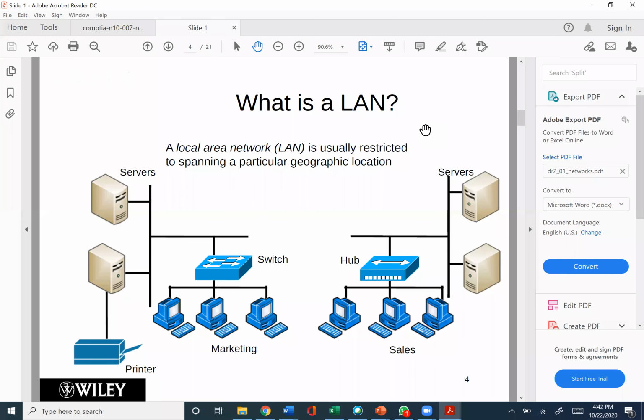Then the one thing that we have to understand very well is what's a LAN, right? A LAN, or what we call a local area network. So it's basically, let me see.